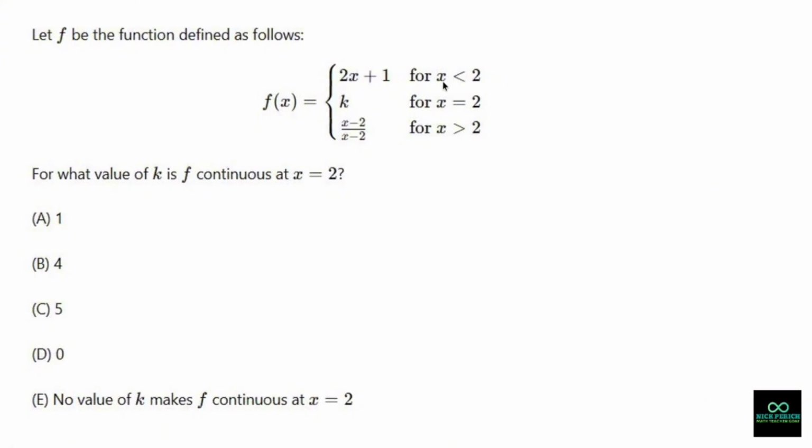So basically, what we need to do is find out what k is going to make these pieces continuous. For this one, if I were to plug in 2, because keep in mind, we have ourselves a piecewise function, magic happens at 2.